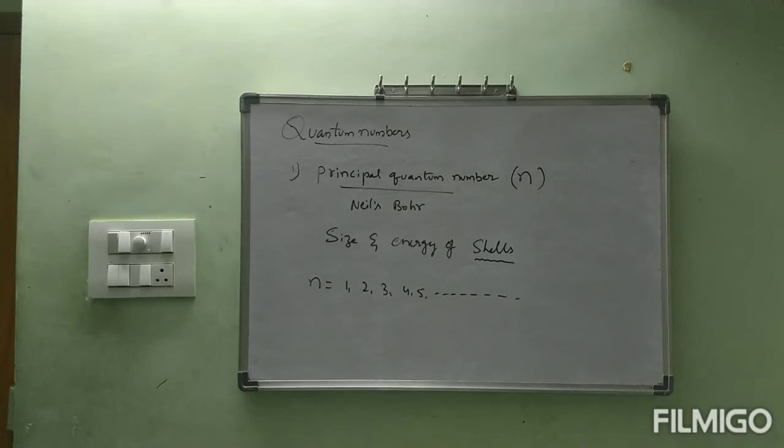Okay, this is about the first one. Once again, what is the first one? Principal quantum number, which was proposed by Niels Bohr. Mainly this principal quantum number discusses the size and energy of shells. In what way does it discuss the size and energy of shells?